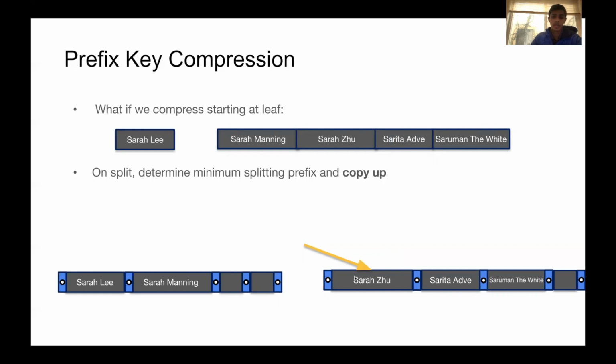So here, the middle key was Sarah Zhu. What's the minimum prefix that will differentiate Sarah Zhu from Sarah Manning? It's Sarah Z. And so that will be copied up to the index level.